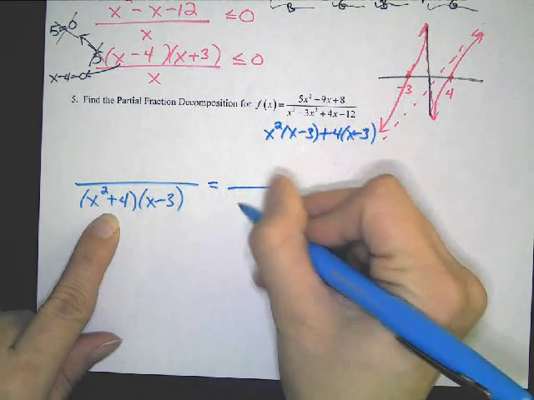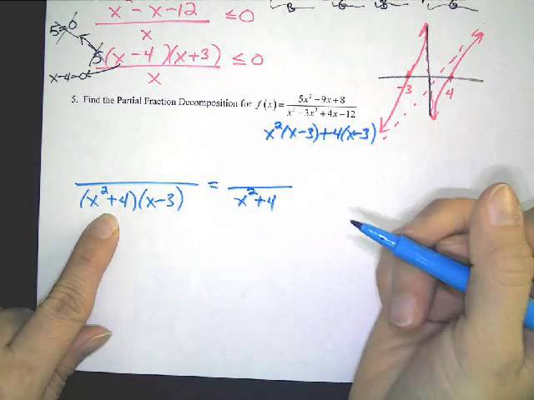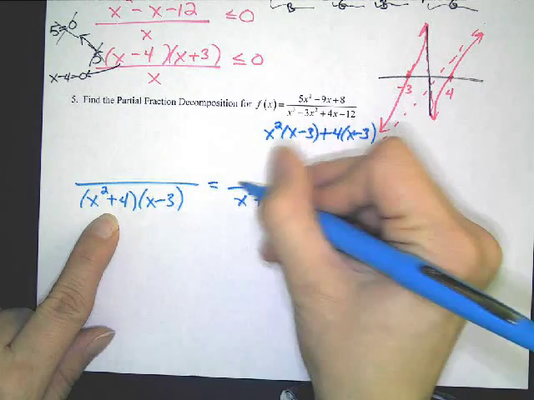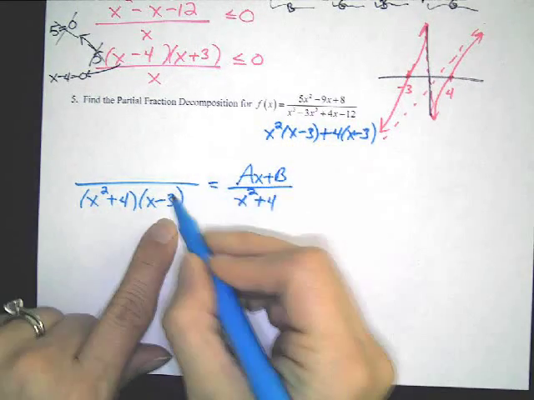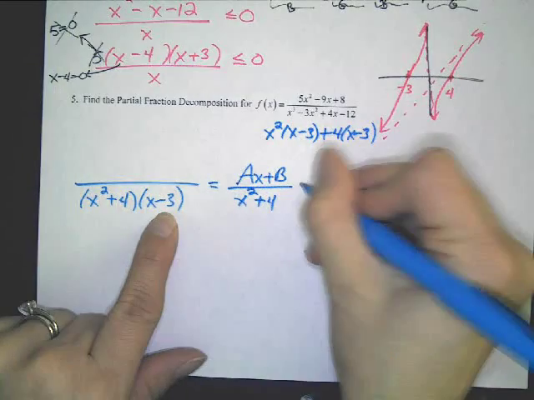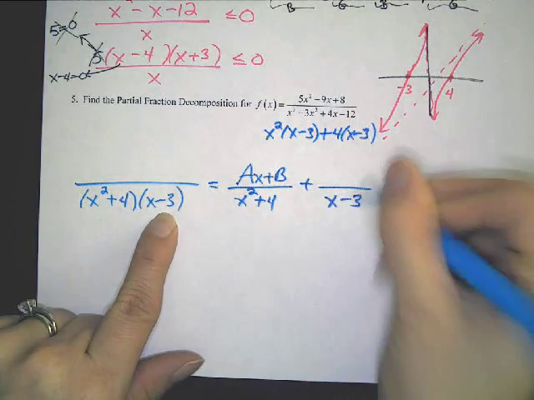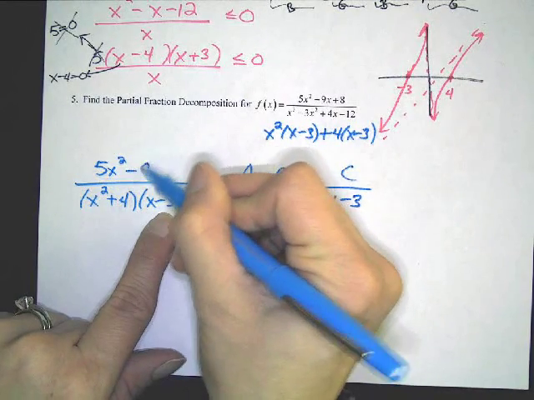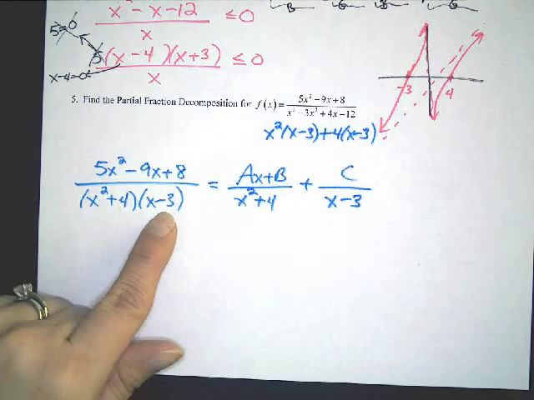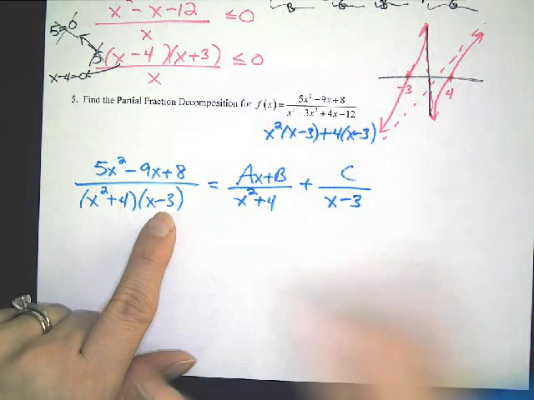Ax plus b. Okay. This one got factored all the way to linear. What do linears get? Just a constant. Let's put the numerator over here. Okay. What if I had one of these factors twice, like repeated?